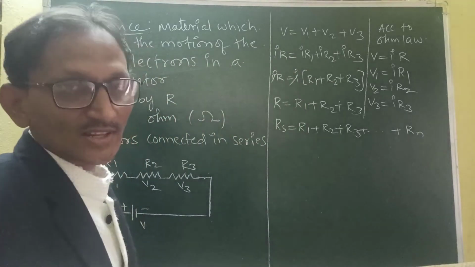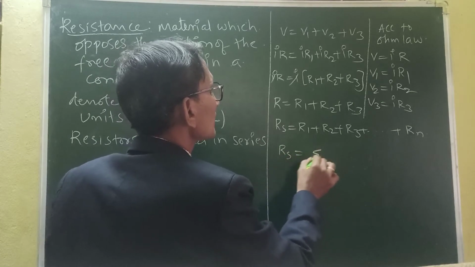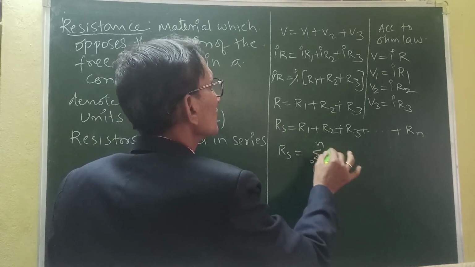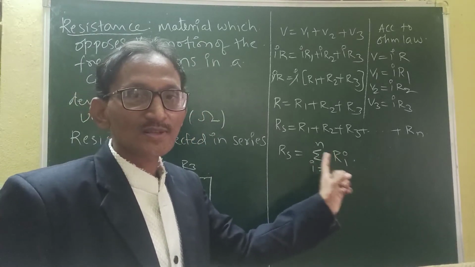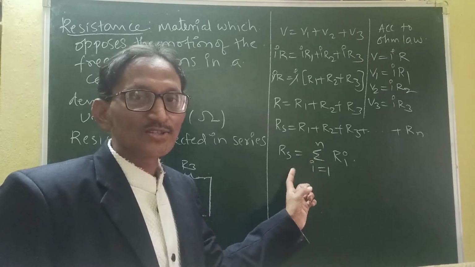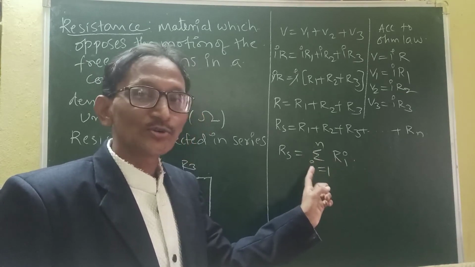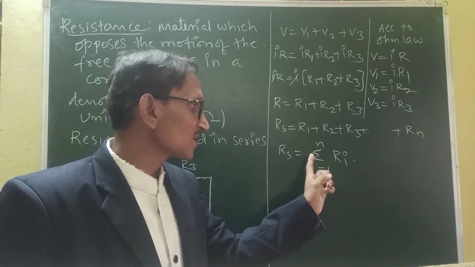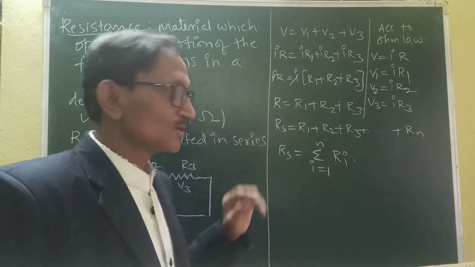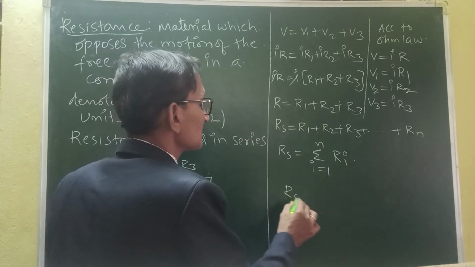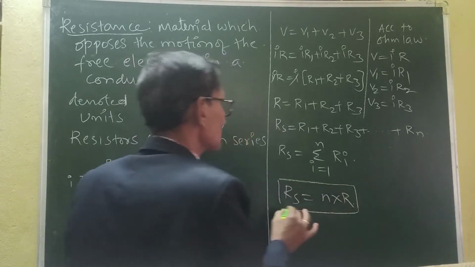Here n number of resistors are connected, and the nth resistor we are taking. So it can be written as a summation, the summation of Ri from i equal to 1 to n. If you take i equal to 1, it is R1, summation means plus, and i equal to 2 it is the second resistor, i equal to 3 the third resistor, i equal to 4 the fourth resistor, and so on up to the nth resistor. So the general formula for resistors connected in series is the sum of the resistances.